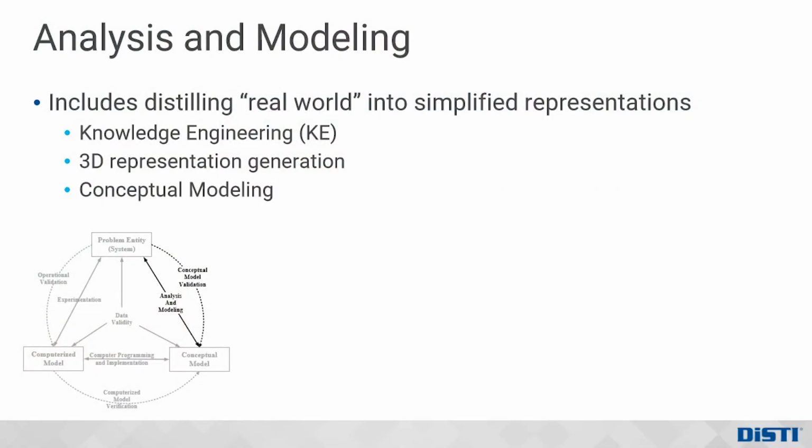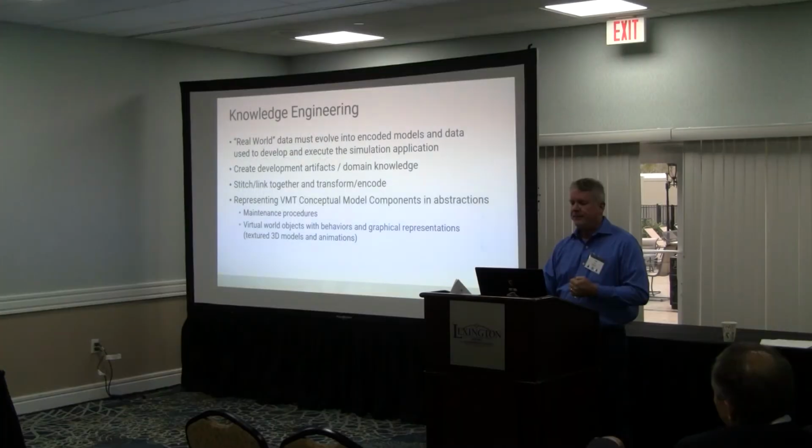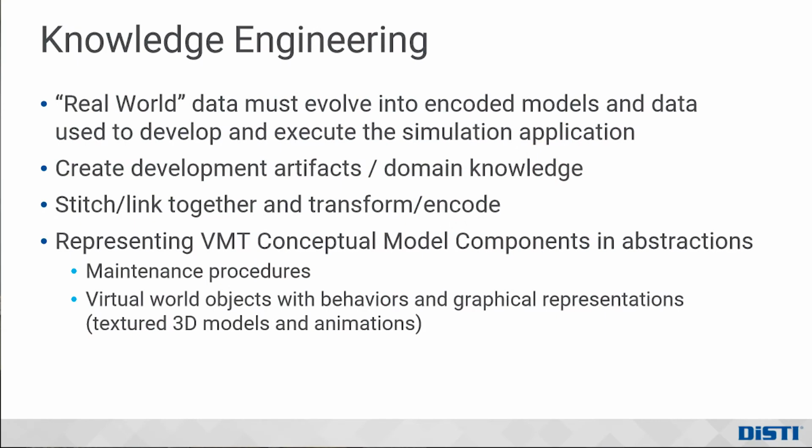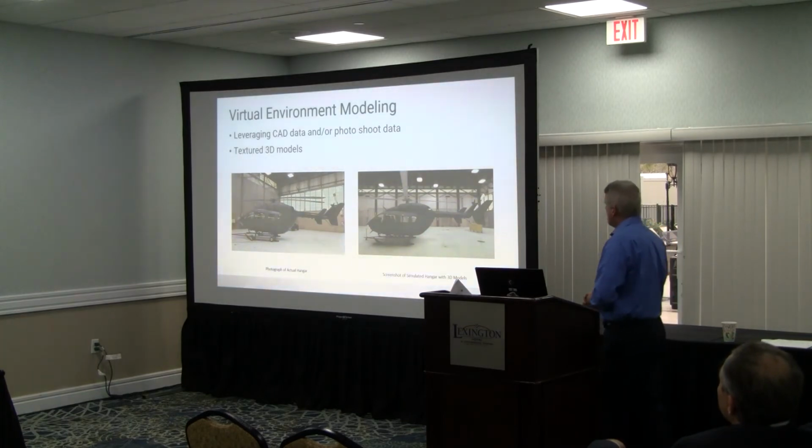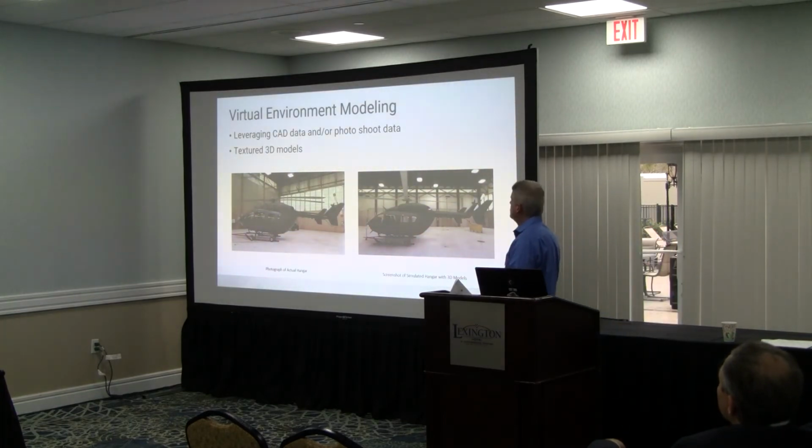So the first phase of this going around the circle is the analysis and modeling. And this is where we're distilling all that real world information into models. And there's a couple activities that are involved. One is knowledge engineering, and then the other is creating the 3D models. So in the knowledge engineering phase, we're trying to take a lot of this information and encode it into files or into models to help us migrate that information into the simulation. And one of the key things for the virtual model is to use that CAD data I was talking about, or the photos, to create the textured 3D models.